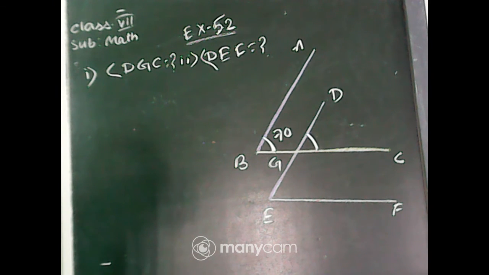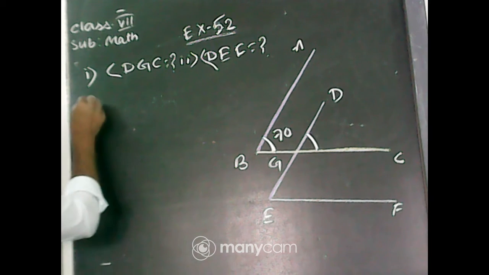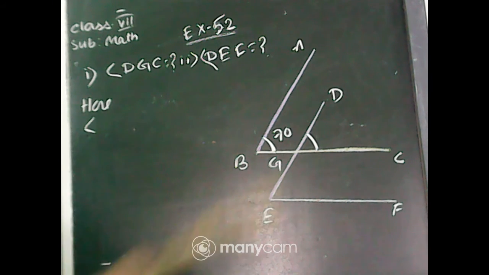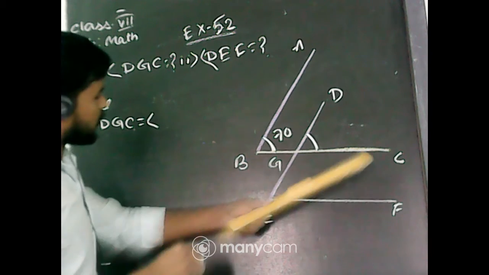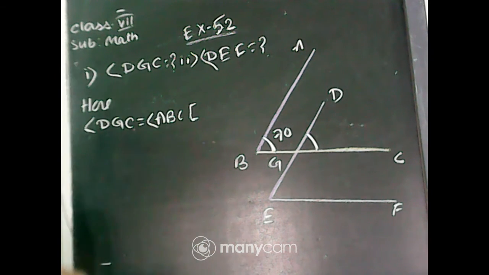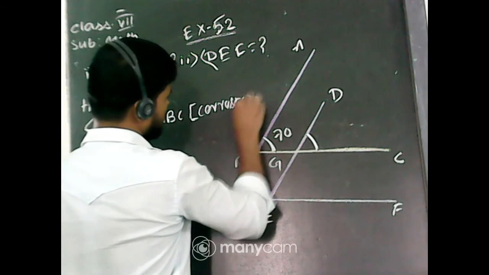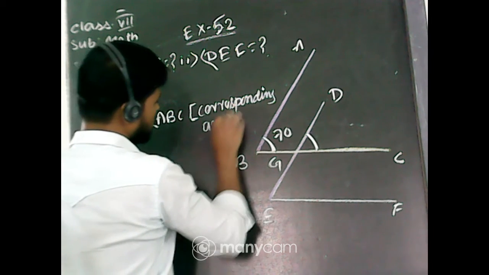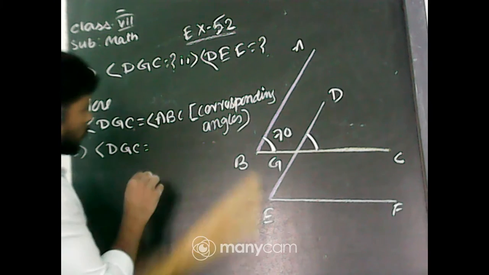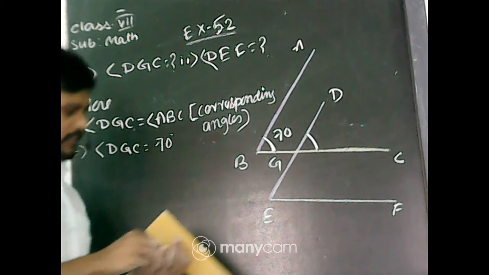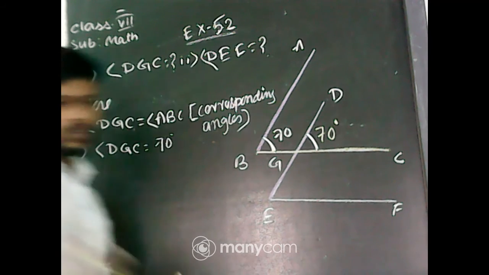Now, we can write that angle DGC is equal to angle ABC. The reason is, as you have said, because they are corresponding angles. Clear? What is the value of DGC? It is unknown. So angle DGC is equal to ABC. The value of ABC is given as 70 degrees. So that means this angle is now known. This is 70 degrees. So the first question is completed.